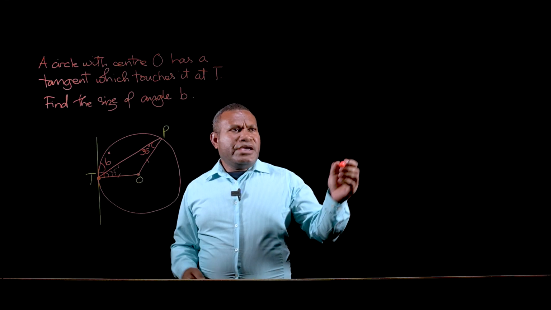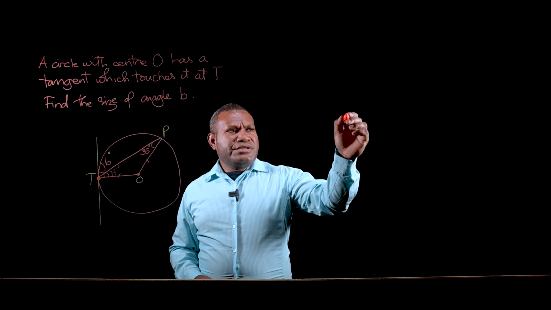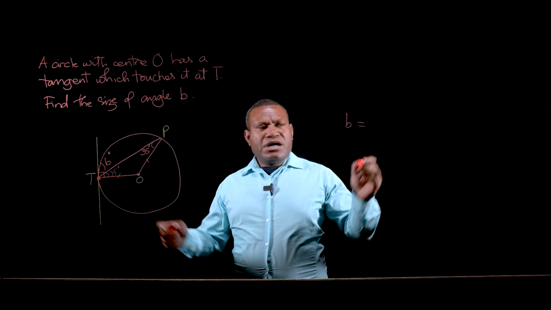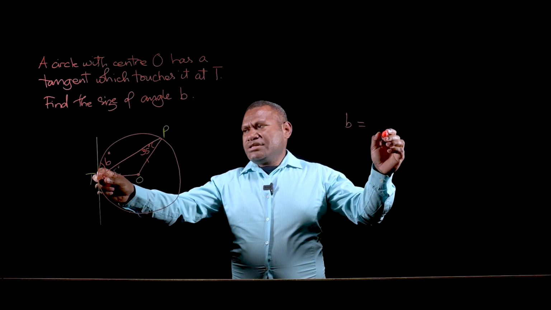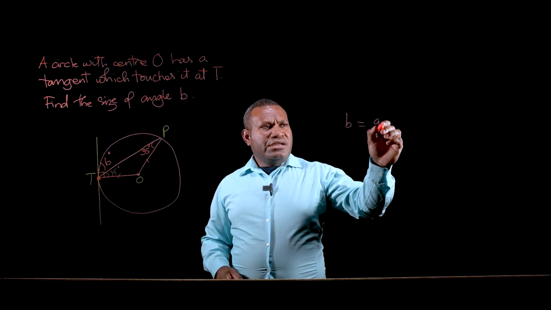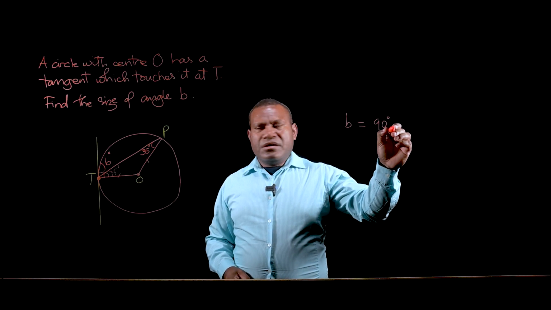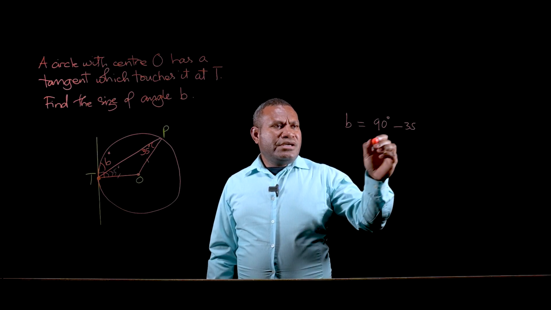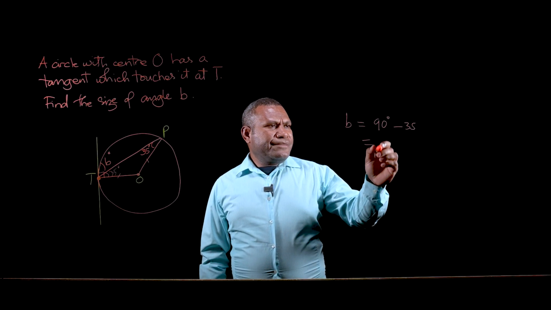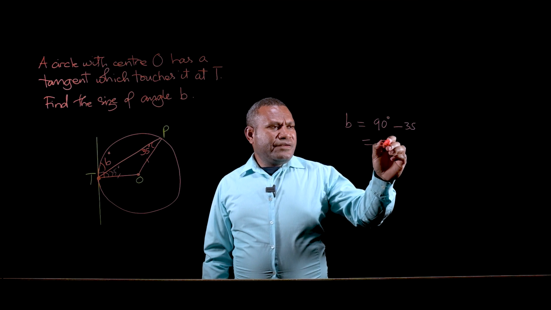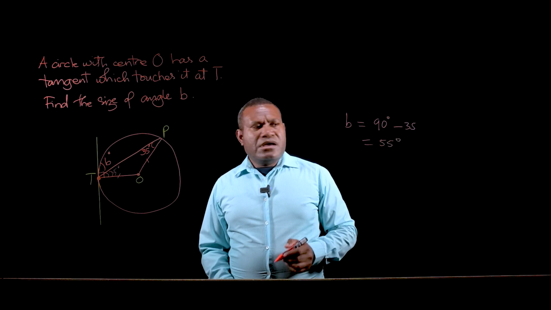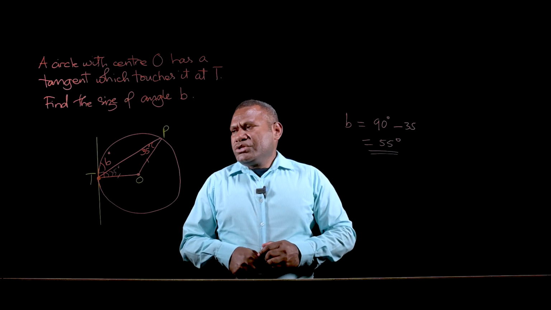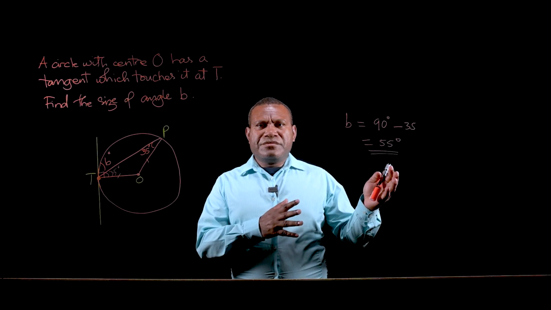So in order to find the value for B, we simply say B will be equal to 90 degrees, this angle here, minus this angle, which is 35 degrees, and that will be 55 degrees. Right, so we have calculated the value for B. So we have solved the problem.